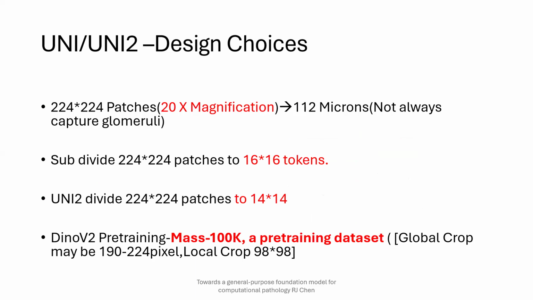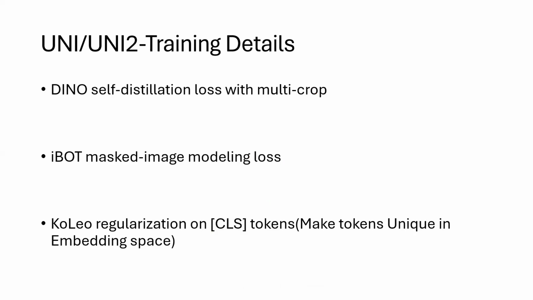But the pre-training is also tricky. The global crop and local crop should be there: local crop for the student, global crop for the teacher. The global crop may sometimes be 190 to 224. You do not always reach 224. Sometimes you will get only 190 crops from the teacher. So this pre-training makes DINO vulnerable for some kinds of tissue tasks.